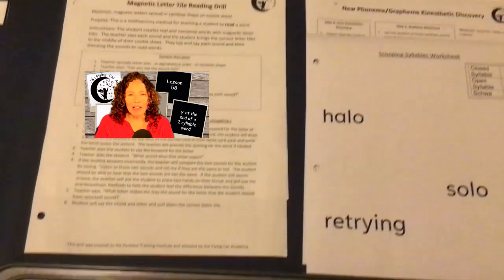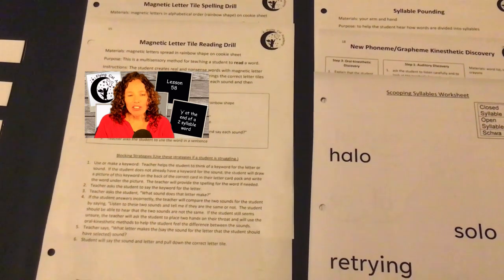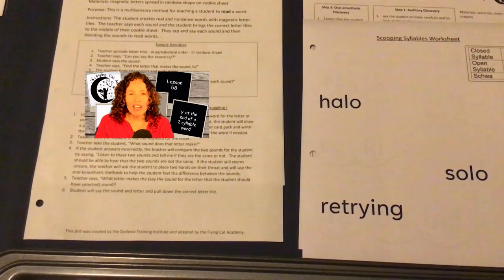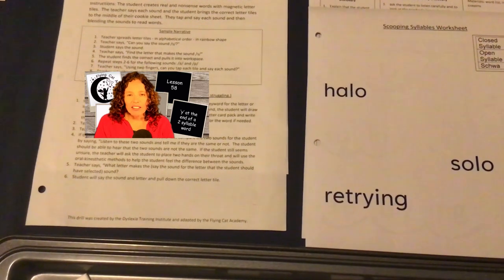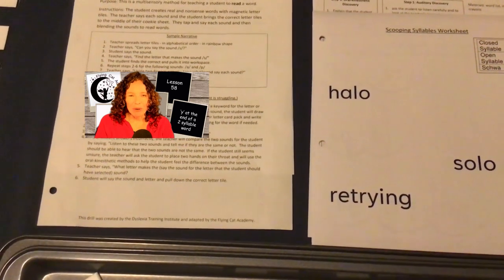You'll need the syllable pounding instruction sheet, the new phoneme grapheme kinesthetic discovery sheet, and the sheets for the lesson, which include the scooping syllable sheets, the teacher's answer key, the individual word list, the short story, and the 3 sentences for the writing part of the lesson.